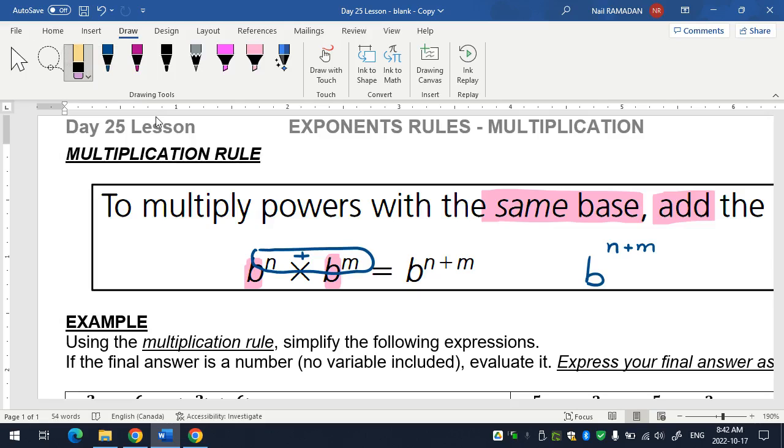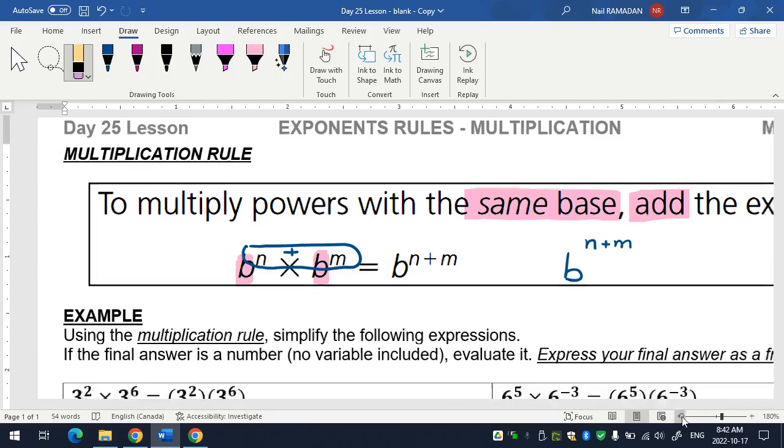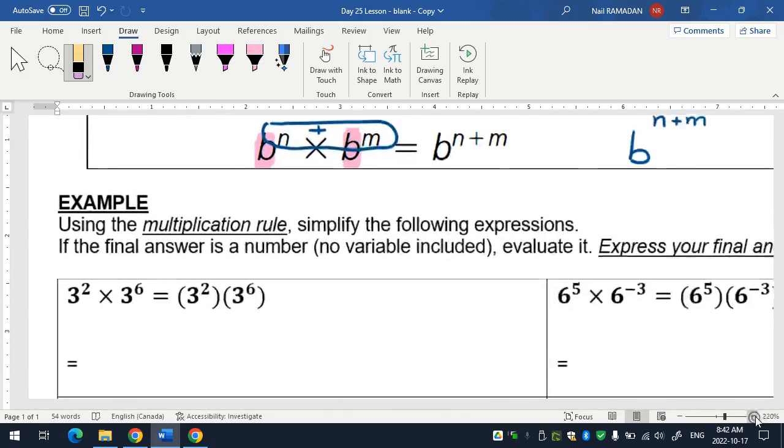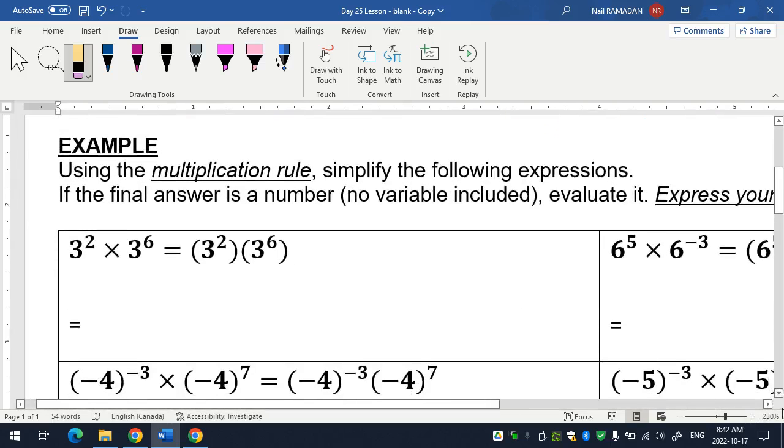That's the only rule we're going to cover for today. The rule for multiplying is that you add the tops, n plus m. All right, so let's look at each one of the examples and do it exactly using this rule. Let's look at the first one: 3 to the power of 2 times 3 to the power of 6.